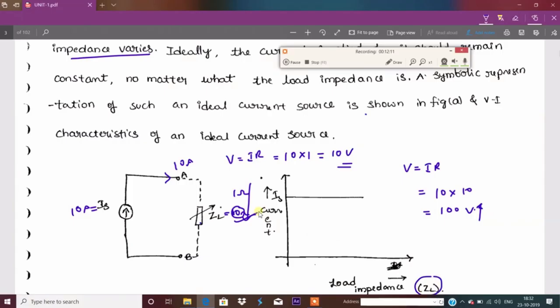Impedance, just now I took the example. The impedance will be 1 ohm. What is the current? 10 amperes. Impedance will be 10 ohms. What is the current? 10 amperes. Impedance will be 100 ohms. What is the current? 10 amperes.